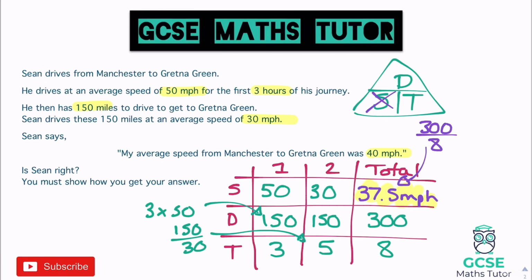It says, obviously, he said my average speed was 40 miles an hour. Is Sean right? We would say no. His speed is 37.5 miles per hour. So there is another type of question: the same process, but just concluding with a final statement. We would say no, his speed is 37.5 miles per hour and not 40 miles per hour.